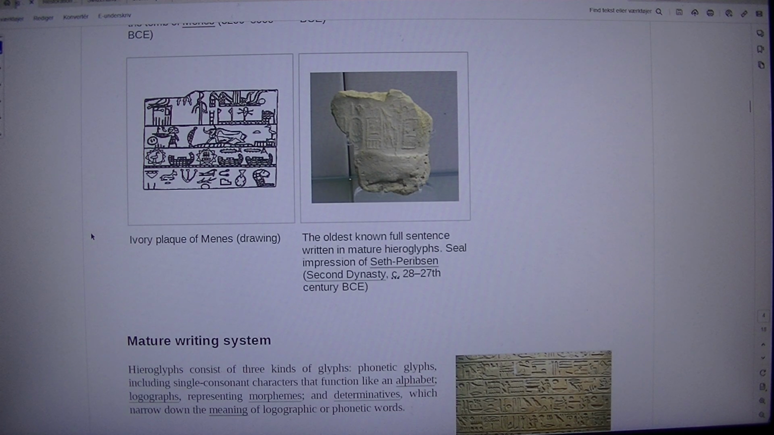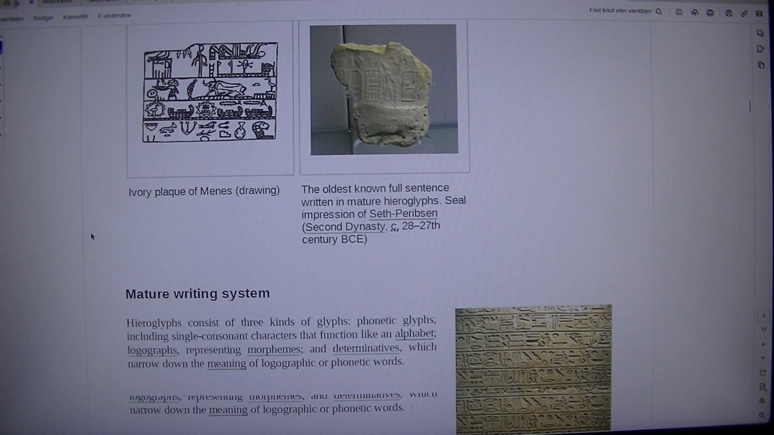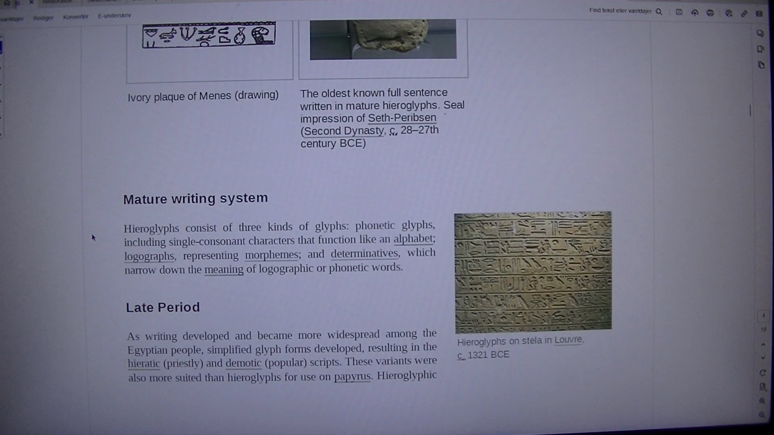The oldest known full sentence written in mature hieroglyphs. Seal impression of Seth-Peribsen, 2nd dynasty, c. 28th-27th century BCE. Mature writing system. Hieroglyphs on a stele in the Louvre, c. 1321 BCE.